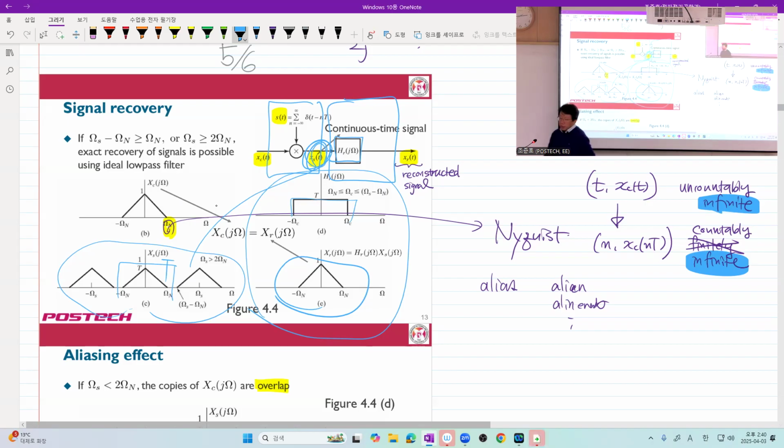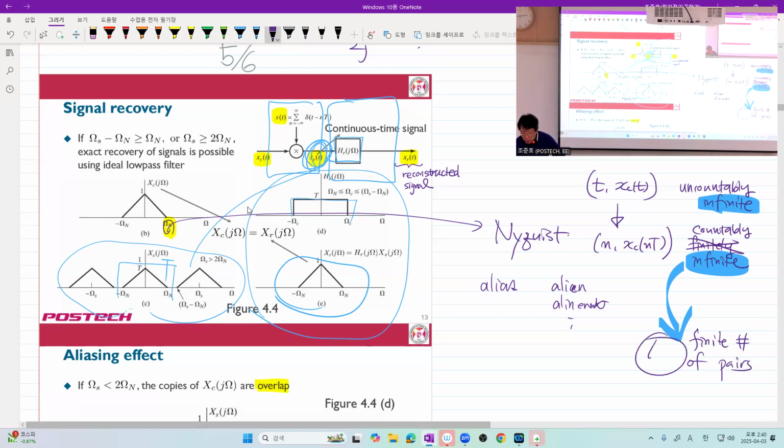Got it? Anyway, you will see from some homework problems or final exam problems why you cannot have perfect reconstruction if you take only a finite number of these pairs. Got it? In general, you lose some information by taking only a finite number of samples.